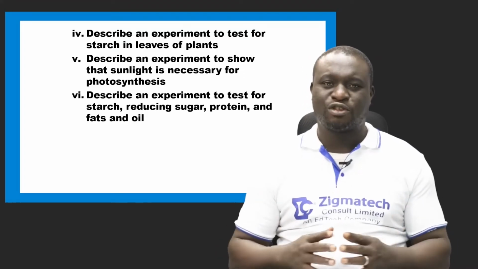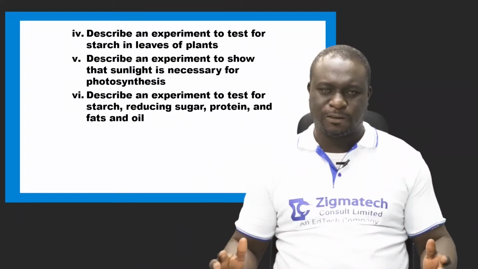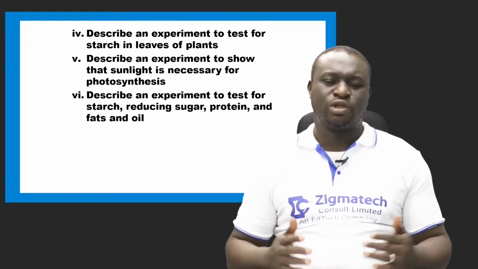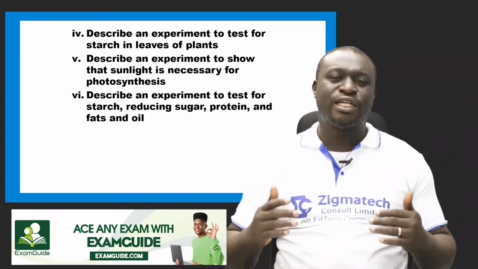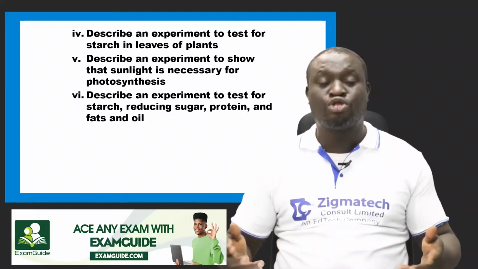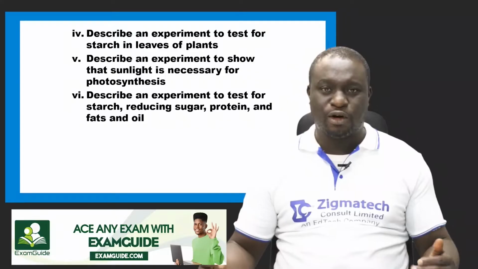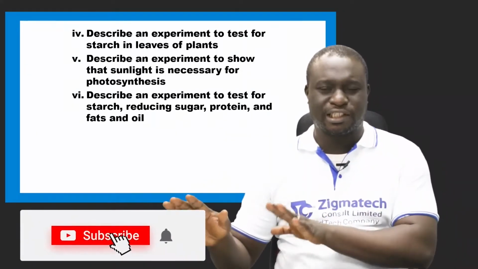And I also went ahead to explain to you that we have two types of nutrition. We said we have what we call autotrophic nutrition, and we said that autotrophic nutrition is a type of nutrition in which living organisms are able to manufacture their own food. And we said that all plants fall into this category.